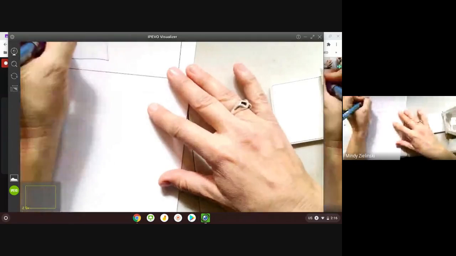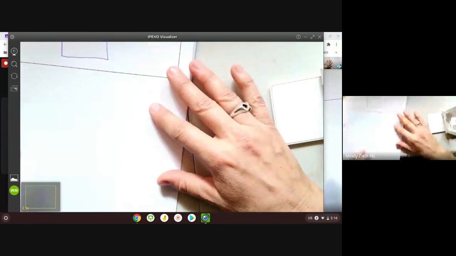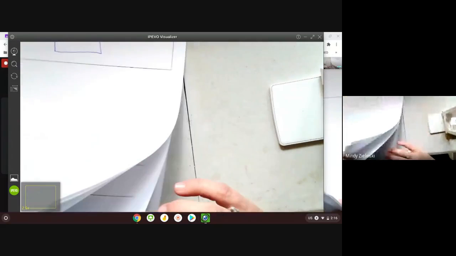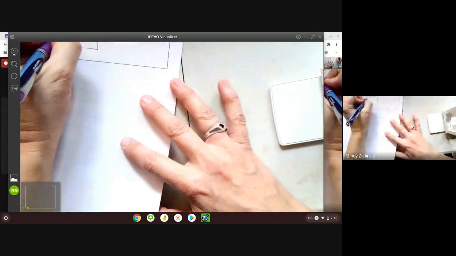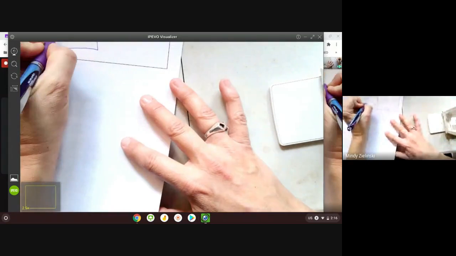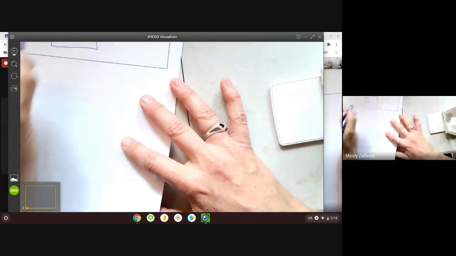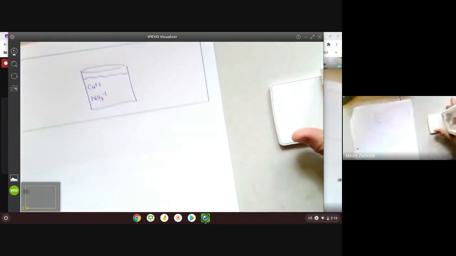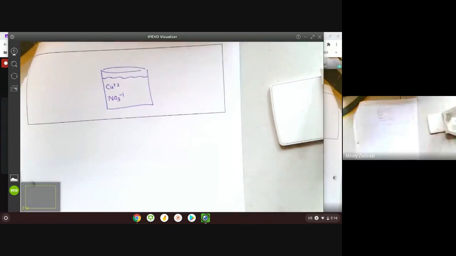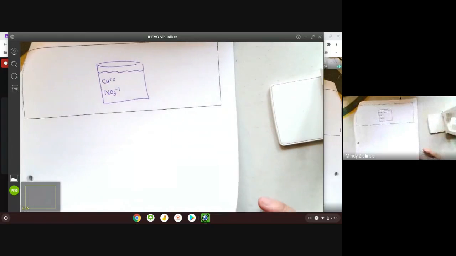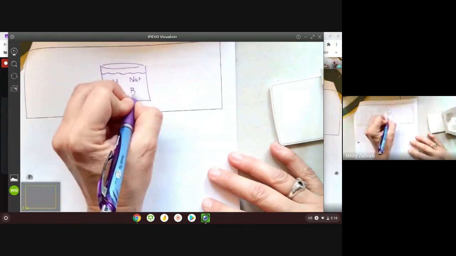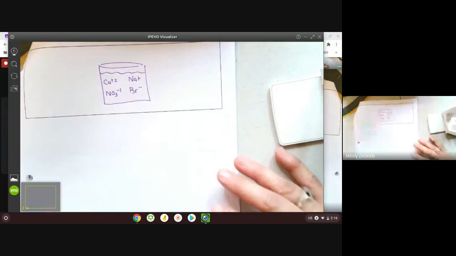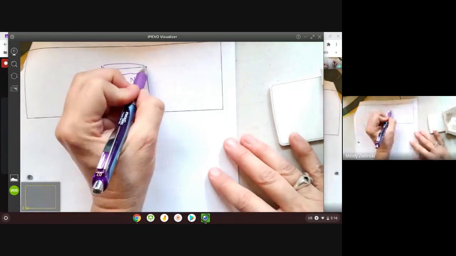So I have this beaker, and in here I have, it looked like it was copper 2. So I want to show that. So I have copper 2. I have nitrate. I need to remember that you got to be able to see it, or what's the point? I have sodium in here, and then I have bromine or bromide. And that's it. Nothing falls out.